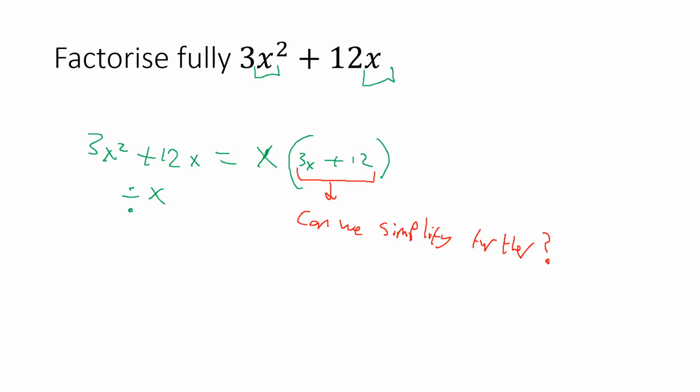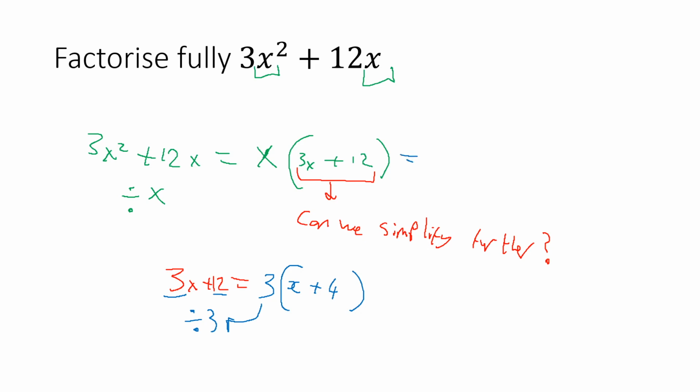So, okay, let's look at 3x plus 12. 3x plus 12 is the same as what? What is the highest common factor of both of these numbers? Yeah, they're both in the 3 times table, so it's 3 times a number, isn't it? So let's divide both of these by this 3. What's 3x divided by 3? 3x divided by 3 is x. What's 12 divided by 3? 12 divided by 3 is equal to 4. So it's 3 times x plus 4.